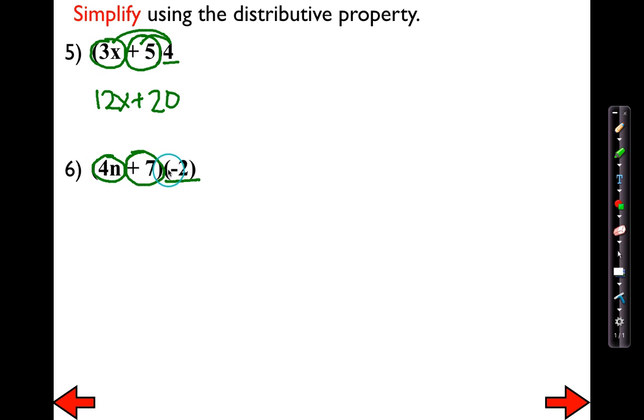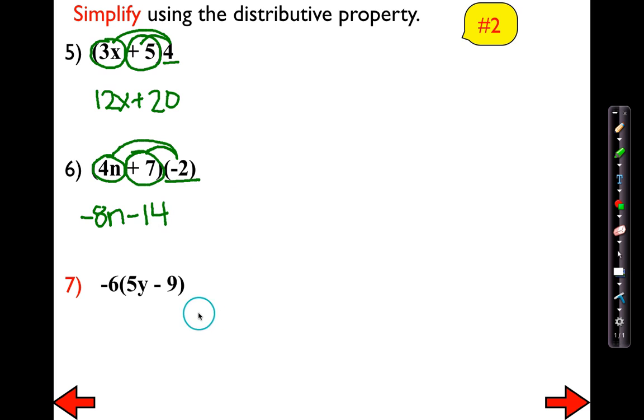And again, notice I don't even hesitate. I take the sign up front so I know if it's plus or minus. So we're going to do negative 2 times 4n. That's going to be a negative 8n. We're going to do negative 2 times a positive 7. That's going to be a negative 14.